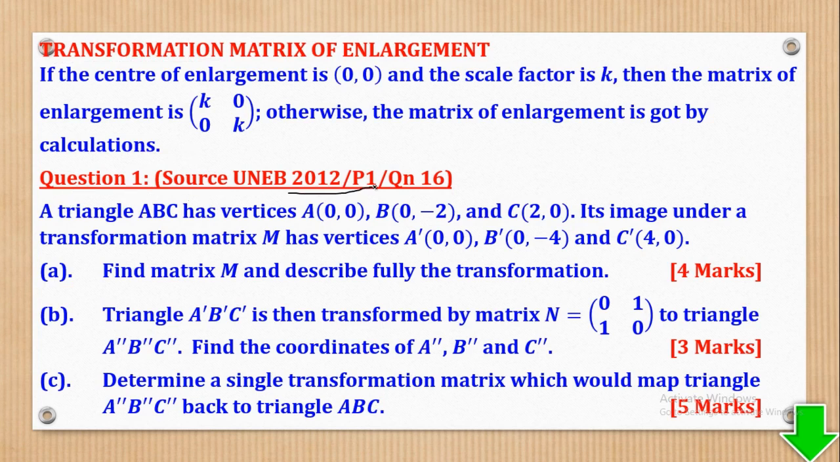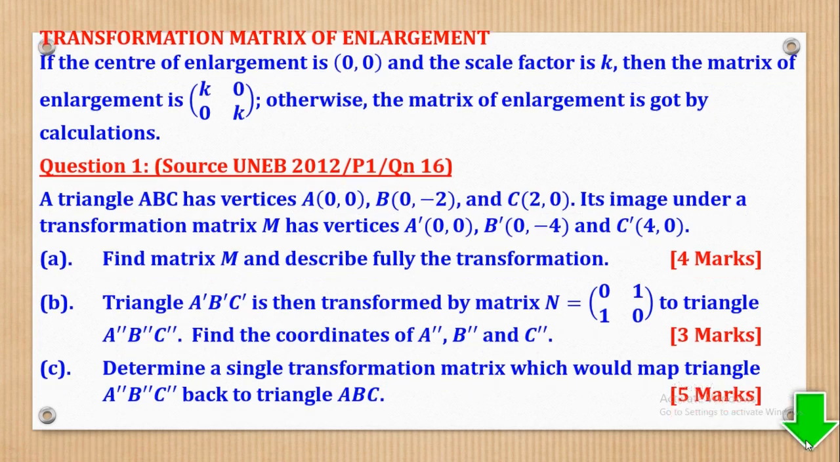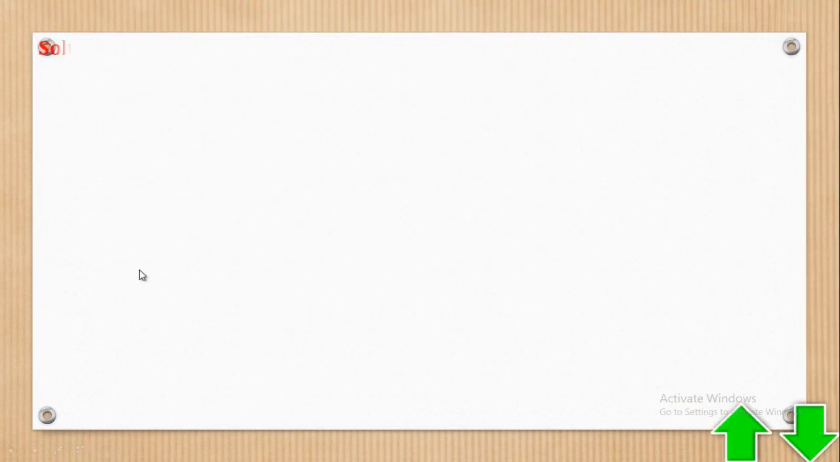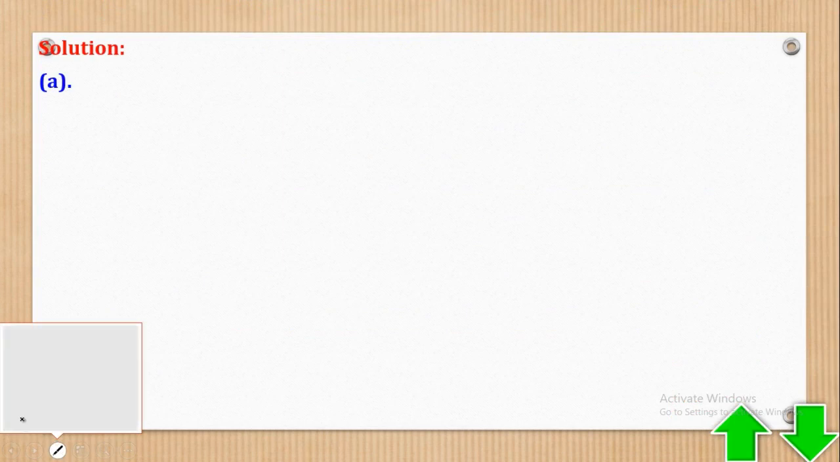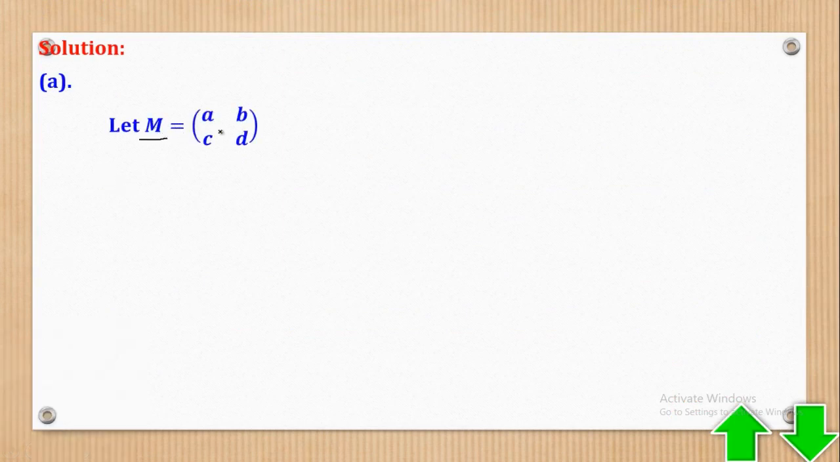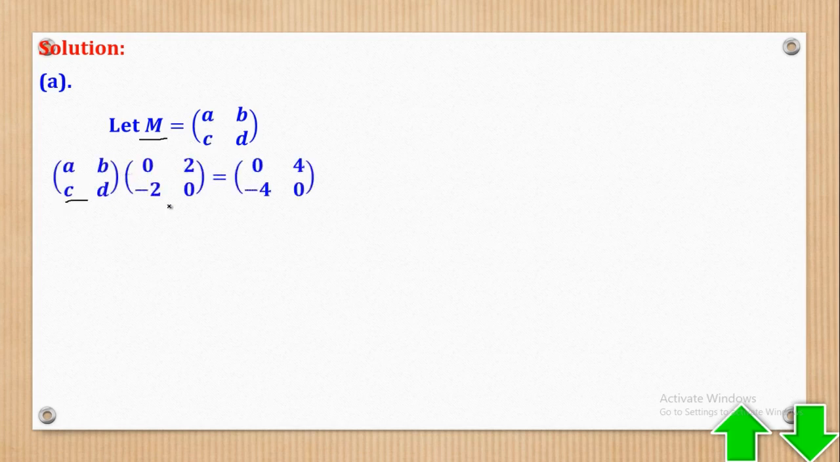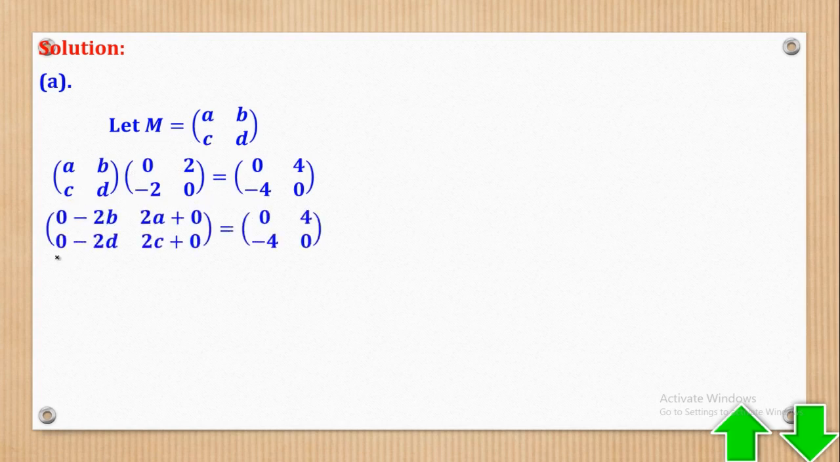Question 1 came from UNEB 2012, paper 1, question 6, and says a triangle ABC has vertices A, B, and C. Its image under a transformation matrix M has vertices those ones. Part A. Find matrix M and describe fully the transformation. So let's start with Roman with part A. Let M the matrix be [A B; C D]. So that matrix multiplied with this object gives you this image. Matrix multiplication gives you that. Then when I equate and simplify, I come up with that, then I will start equating.